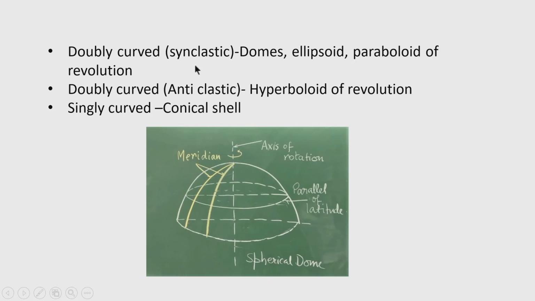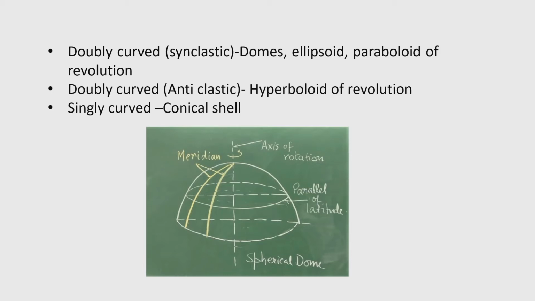Now, doubly curved shells are synclastic, and very common examples are domes, which are seen in temples, mosques, auditoriums and other types of large buildings. Large building, I mean that the area is large. To provide a column free space, we construct a thin shell like a dome.